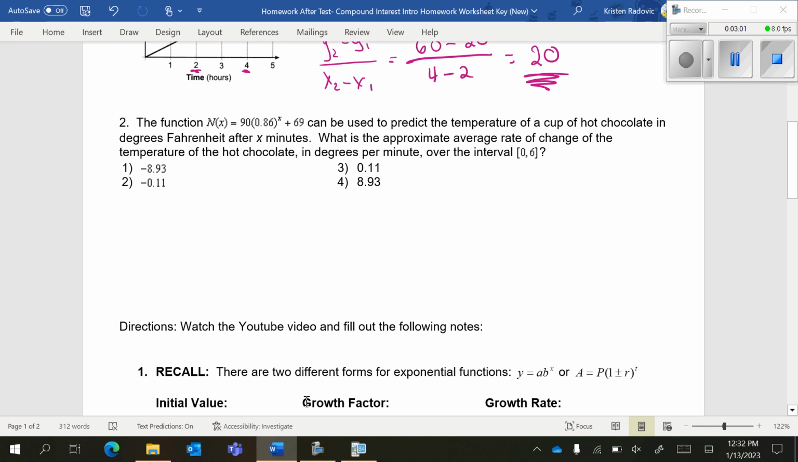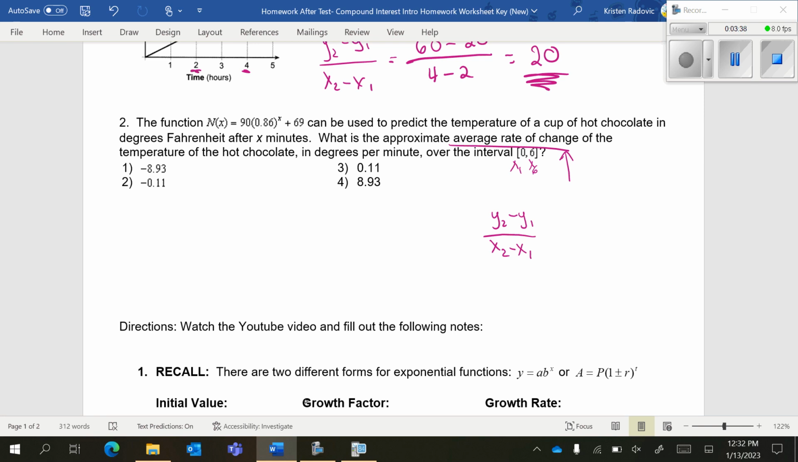For the next example, we have an exponential equation that can be used to predict the temperature of a cup of hot chocolate in degrees Fahrenheit after x minutes. What is the approximate average rate of change of the temperature of the hot chocolate in degrees per minute over the interval 0, 6? So as soon as it says average rate of change, we're doing y2 minus y1 over x2 minus x1. Now, our x values are 0 and 6.